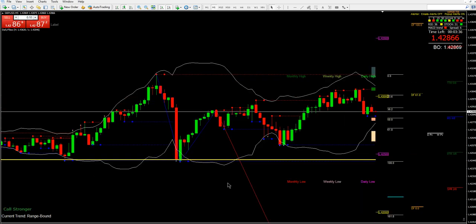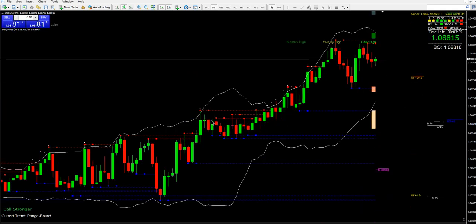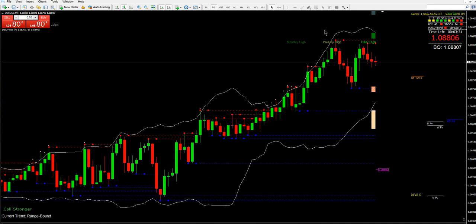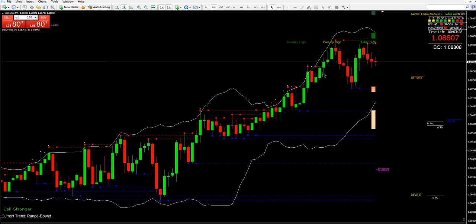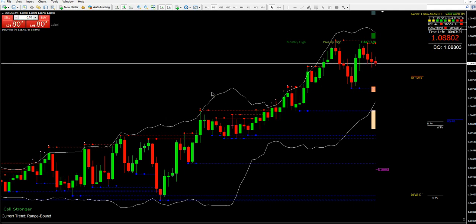Now, Euro isn't perfect, but it is a little bit of a mess. So let's say we're looking at Euro. We decide this is no good, we're not going to reversal trade it, but we want to trend trade it. How could we trend trade this? Any suggestions?